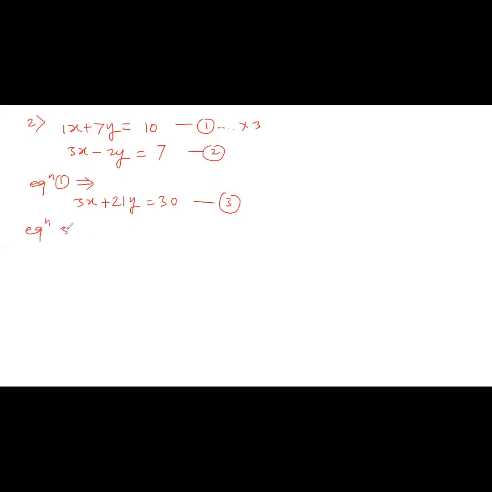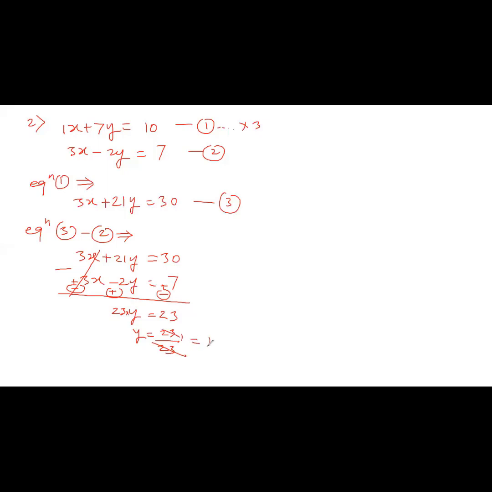So we are going to subtract 2 from 3. So we shall write equation 3 first. 3x plus 21y equals to 30. Equation 2 here, 3x minus 2y equals to 7. So let's subtract. Sign changes, plus becomes minus, minus becomes plus, plus becomes minus. So 3x minus 3x will get cancelled. 21y plus 2y, that is 23y. Here 30 minus 7, it becomes 23. Here 23 is multiply, here it comes divide. So it will cancel and we will get 1. So we got y equals to 1.